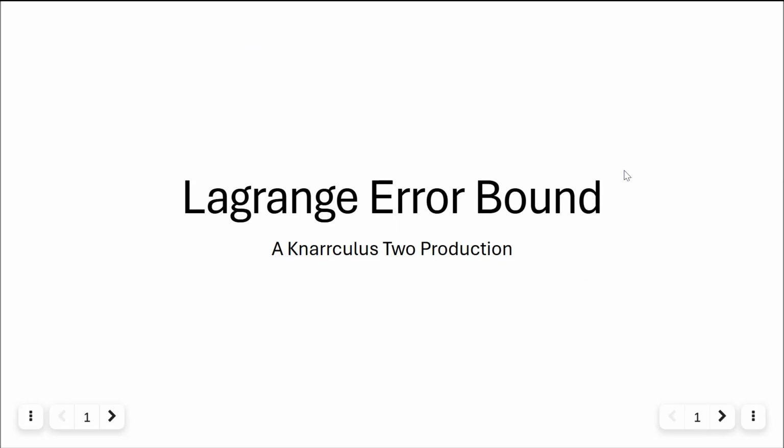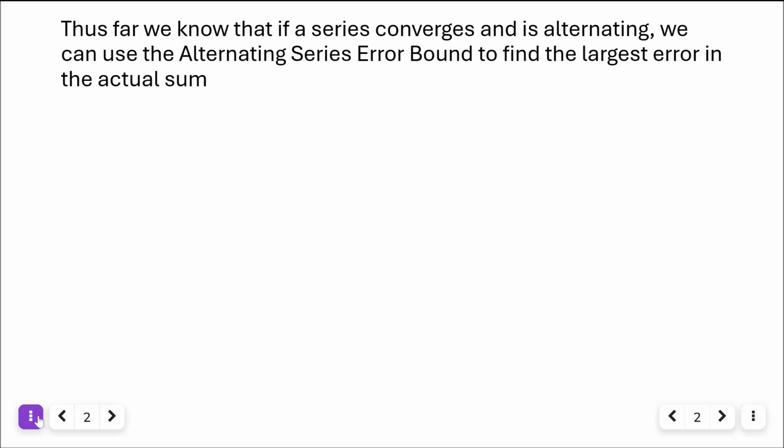Today we're going to be talking about Lagrange's error bound. This is used to approximate a function's value using its Taylor polynomial, and predict what the error would be, or a maximum for that error. So let's take a look at how this works.